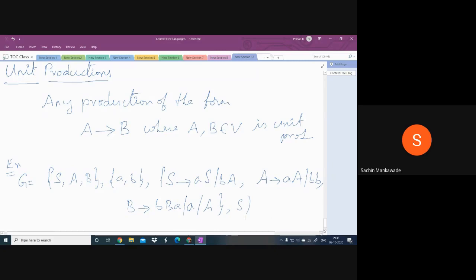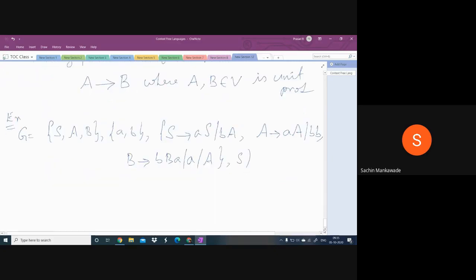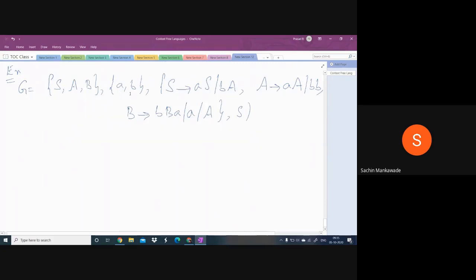Look at this grammar. Here the non-terminals are S, A, B and the terminals are small a and b, and these are the productions. Okay. Here, what is the unit production? Of course every production has a single symbol on the left side, because this is a context free grammar. In a context free grammar, every production is of the form A derives alpha. That means the left side will be a single non-terminal, and the right side can be anything. There is no condition on the right side.